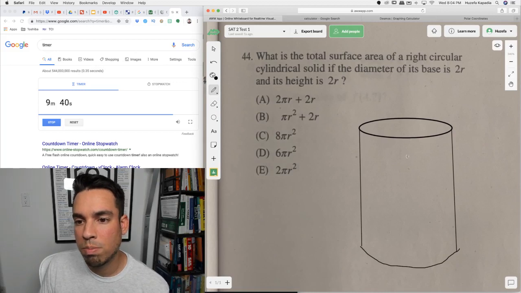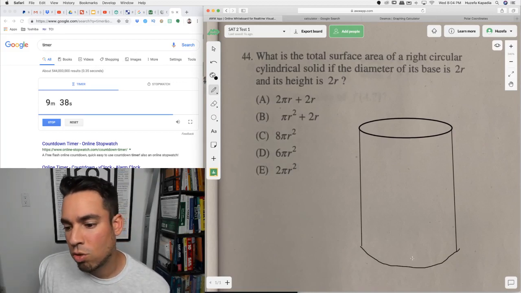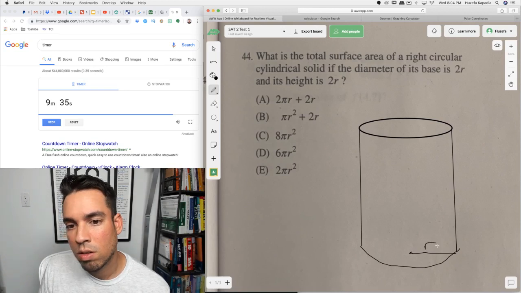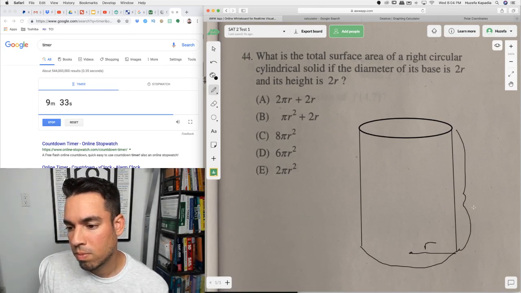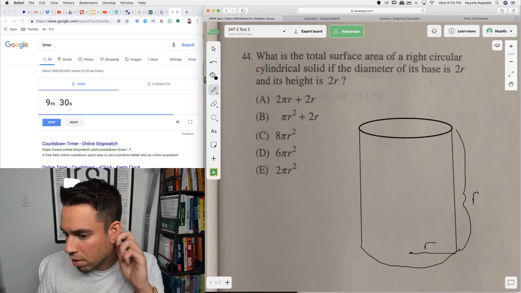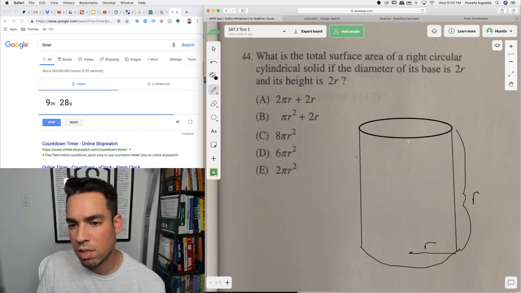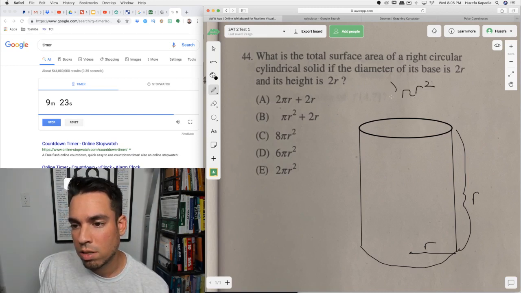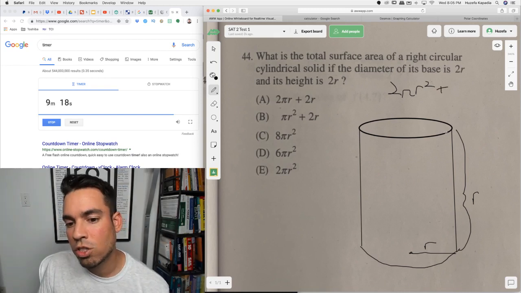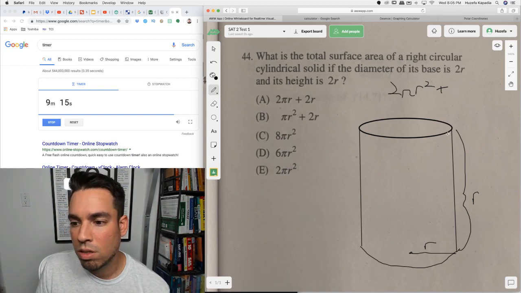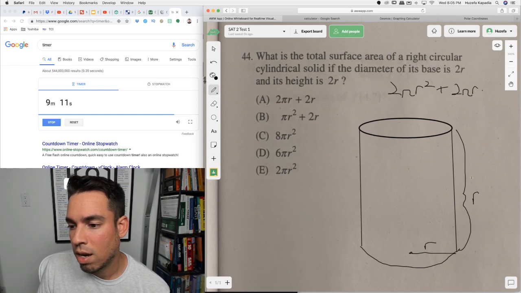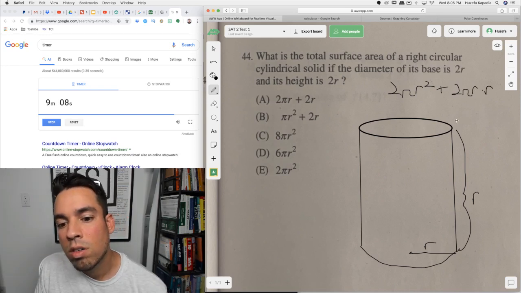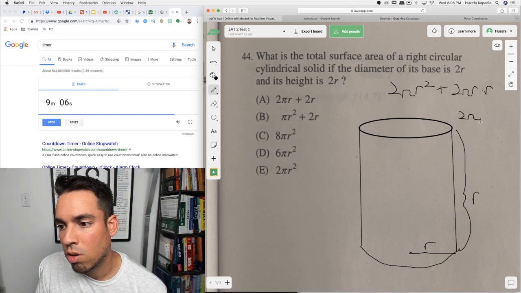All right, so a right circular cylinder. What is the total surface area if the diameter of its base is 2r, which means the radius is r, and the height is 2r? Okay, so to get the surface area, it's the areas of the top and bottom circles. That's pi r squared, and there's 2 of them. So 2 pi r squared, plus the circumference, which is 2 pi r, times the height, which is r.